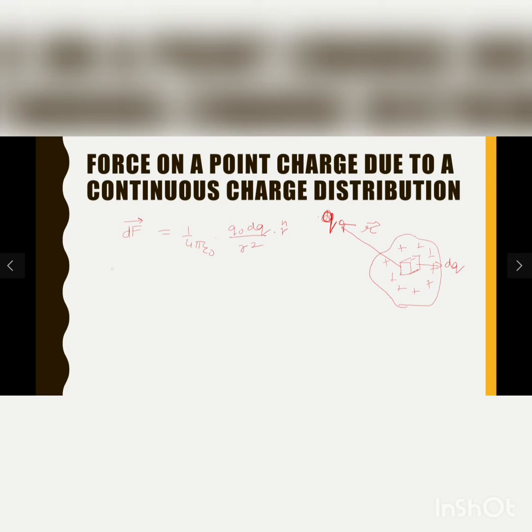So dq would be called a charge element, a small charge element, and r hat basically denotes the direction along which the force on the test charge will act. That would be your vector r divided by the magnitude of the vector r. I can write it as r vector divided by r, where an r written without an arrow or hat denotes the magnitude of the vector. At times you will find any one of these notations in your books.